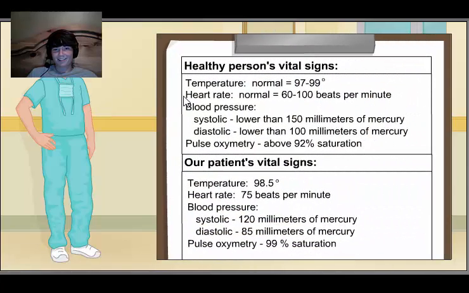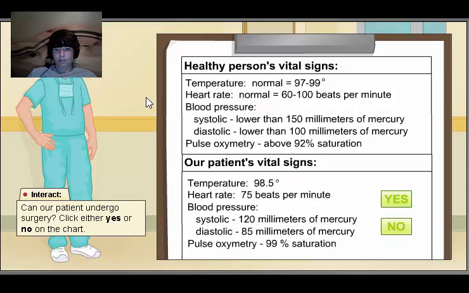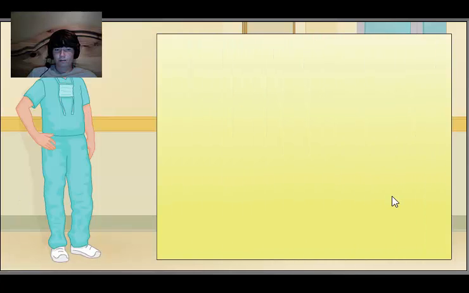It is mandatory to check the patient's vital signs before beginning surgery. An anesthesiologist in the operating room performs this step. If the patient's vital signs are not in normal ranges, we will not proceed with the surgery. Using the healthy person's vital sign chart as a reference, can our patient undergo surgery today? Sure. It looks like surgery will proceed as planned.